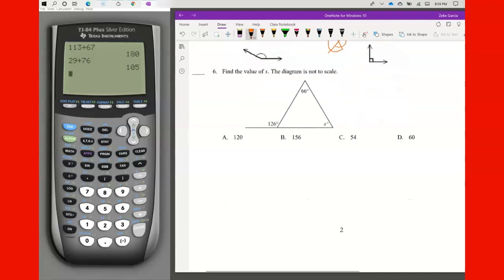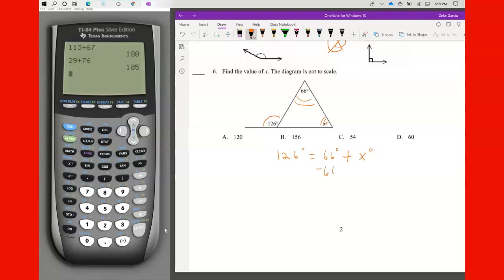Okay. Number 6, find the value of X. The diagram is not shown to scale. Remember that we did an activity that said that the remote exterior angle is equal to the 2 remote interior angles. So we know that 126 degrees is equal to 66 degrees plus the measurement of angle X.